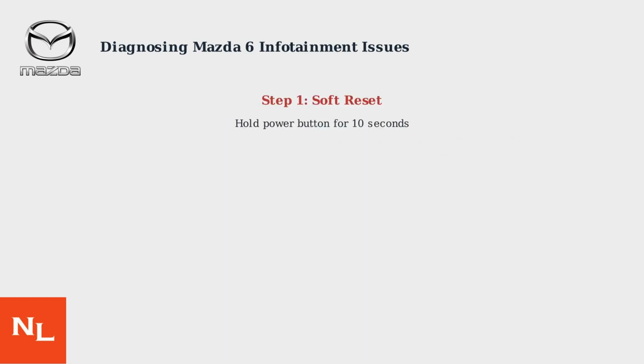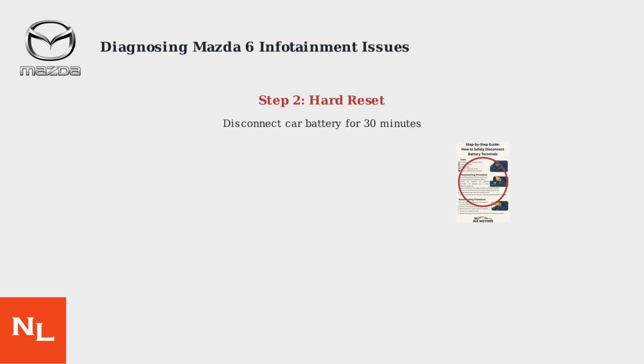Start with a soft reset. Hold the power button for 10 seconds. If that doesn't work, try a hard reset by disconnecting the car battery for 30 minutes.